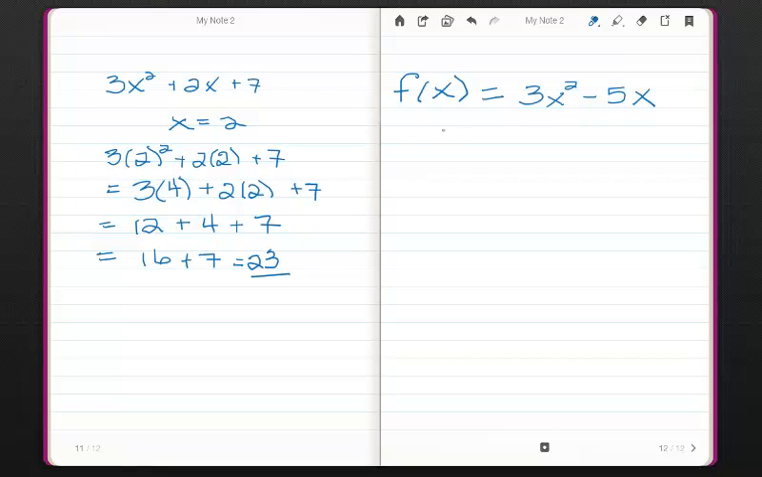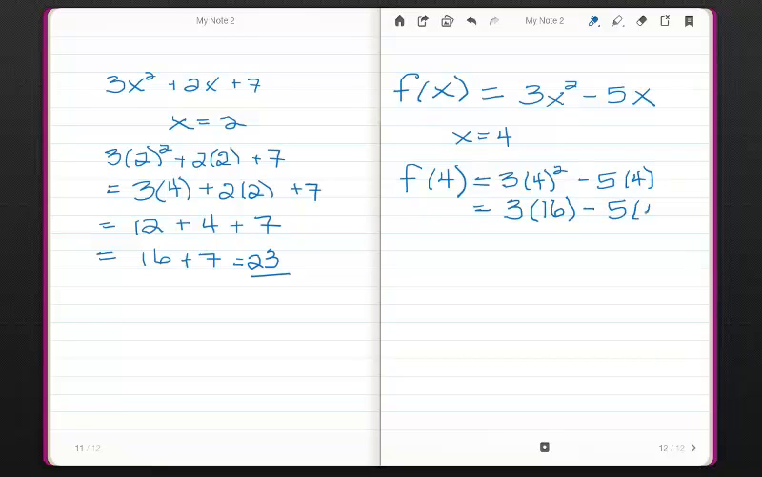And in this case, when I want to evaluate this at a particular value of x, let's say x equals 4, what I would do is write f, and I'd put a 4 in for the x here, and then that means I need to put a 4 in everywhere here for x as well. So this is just another way of evaluating expressions and writing this up. So I'd have 3 times 4 squared minus 5 times 4. And again, I'll begin with my exponents. So I'll have 4 times 4 is 16, minus 5 times 4.